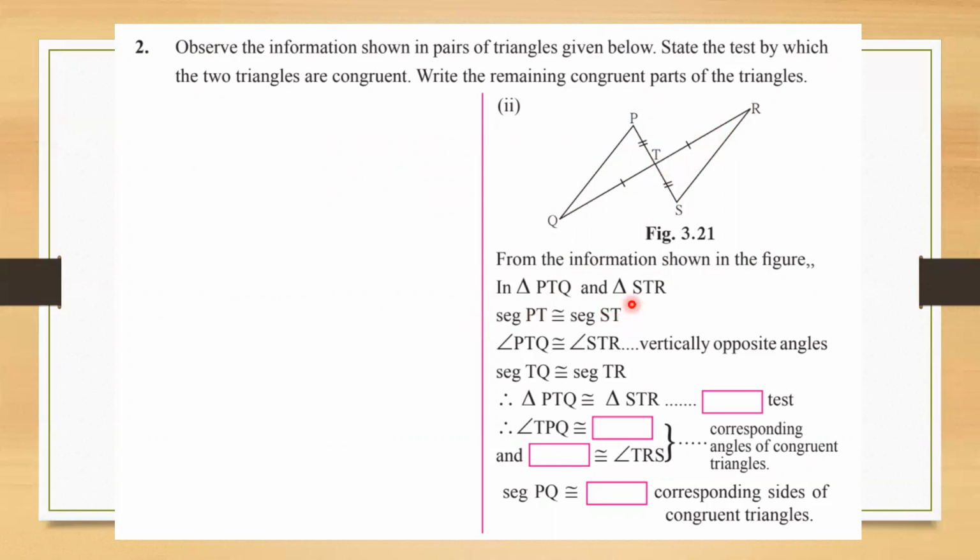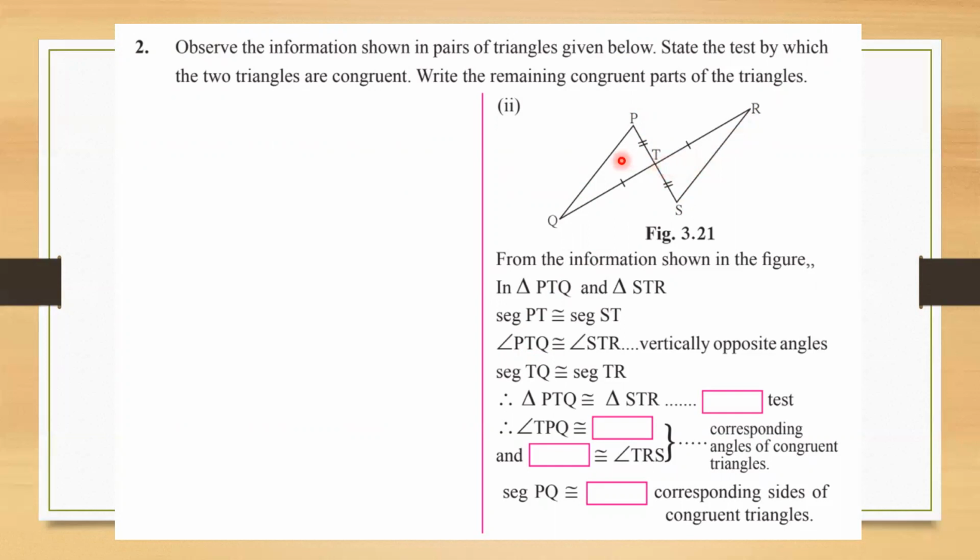Segment PT is congruent to segment ST. PT is congruent to ST. That is right, because both are marked by two standing lines, the same symbol. Angle PTQ, that means this angle of triangle 1, is congruent to angle STR, that means this angle of triangle 2.